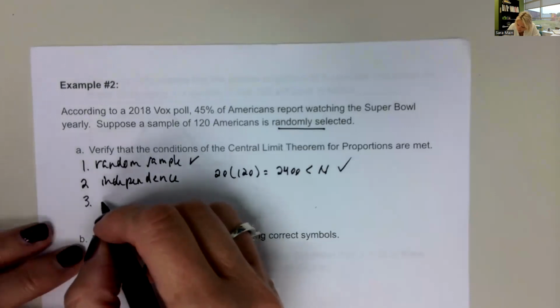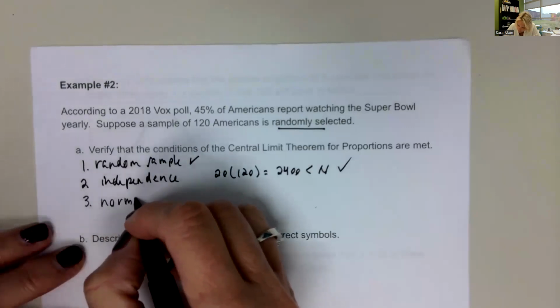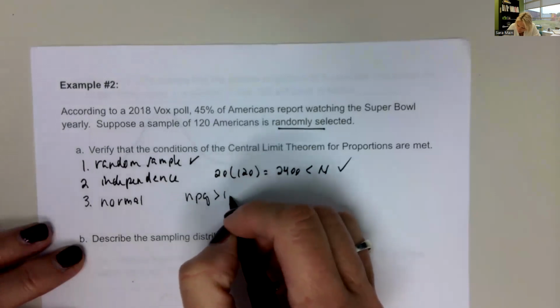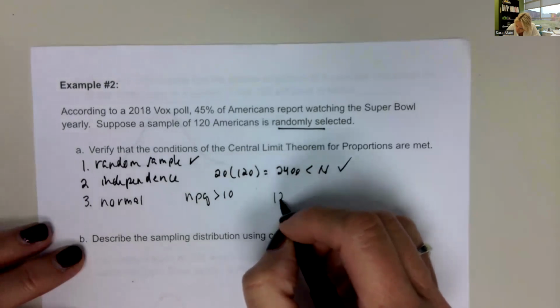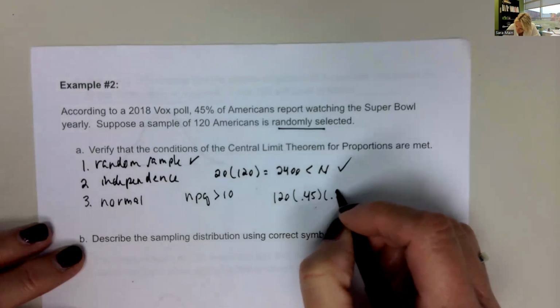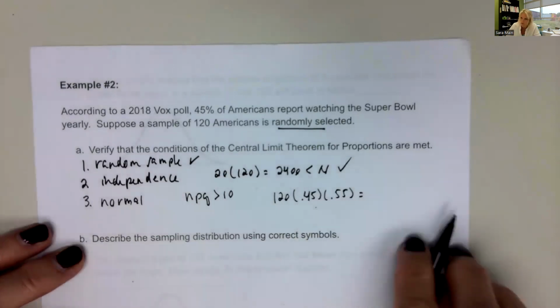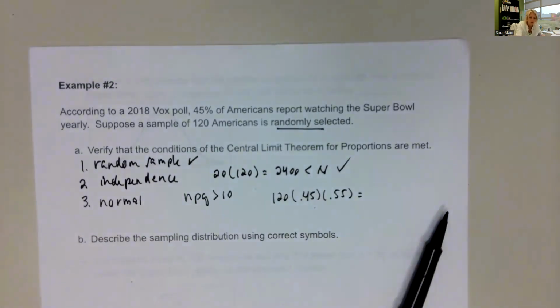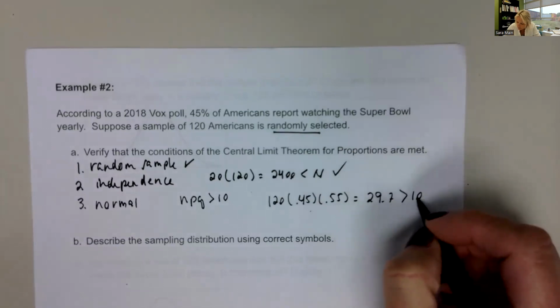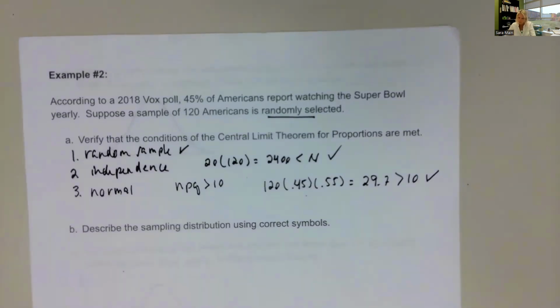And lastly is normality, we have to show that N times P times Q is greater than 10. And so N is 120, P is 0.45. That means Q is 0.55. And so we can take that, that is 29.7, which is definitely bigger than 10. So we're good to go.